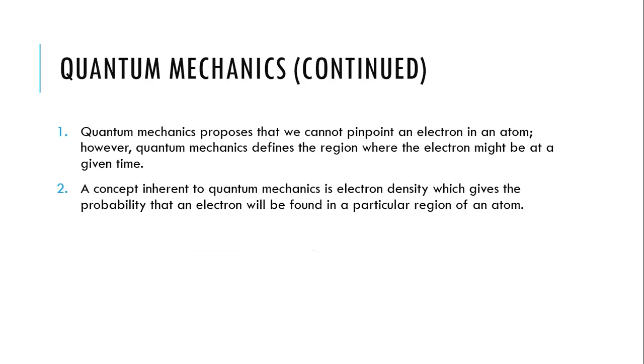Quantum mechanics continued. Quantum mechanics proposes that we cannot pinpoint an electron in an atom. However, quantum mechanics defines the region where the electron might be at a given time. A concept inherent to quantum mechanics is electron density, which gives the probability that an electron will be found in a particular region of an atom.